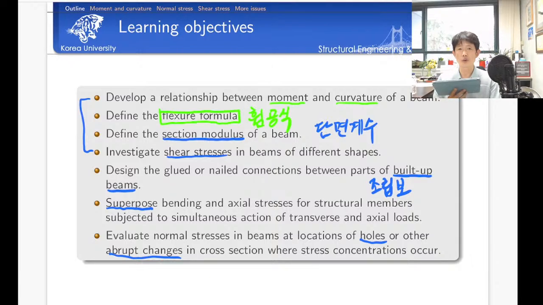Then once we have calculated the nominal stress, we need to multiply the stress concentration factor, 응력 집중 계수, to the nominal stress, 공칭 응력, to calculate the actual stress value. Okay, so this is very important. Once we have any sudden geometric change, we need to consider the stress concentration factor.